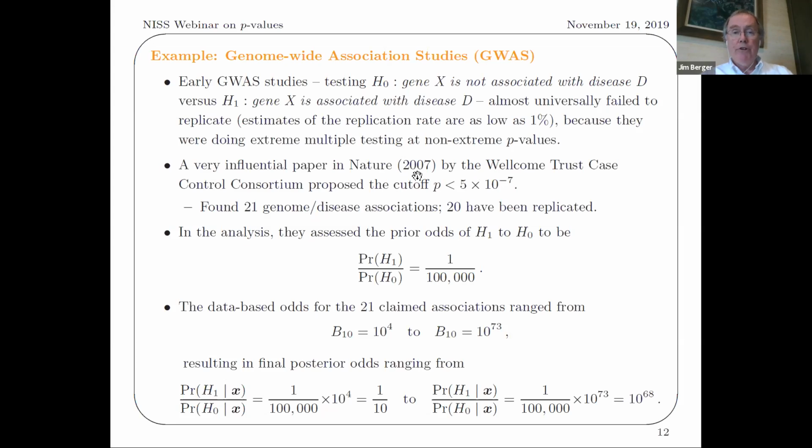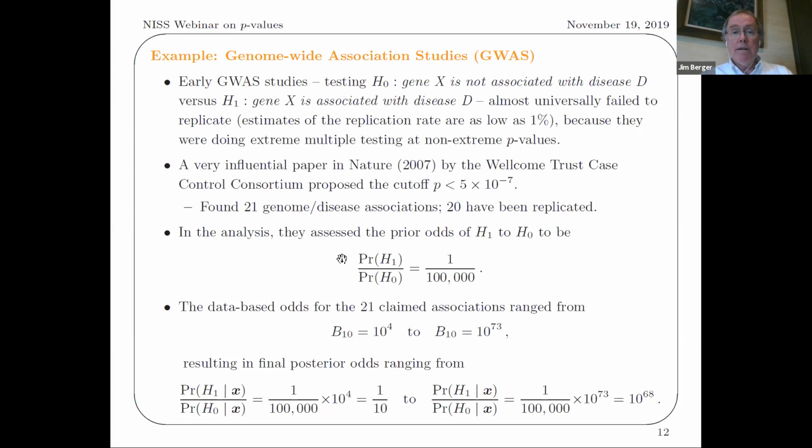One of them appeared in Nature, and it proposed a p-value cutoff to declare a discovery, to declare an association. The p-value had to be less than 5 times 10 to the minus 7th. I think today for these things, it's something like p less than 10 to the minus 10th or something, because there's more and more multiple testing done. They found 21 genome disease associations, 20 of which have been replicated.